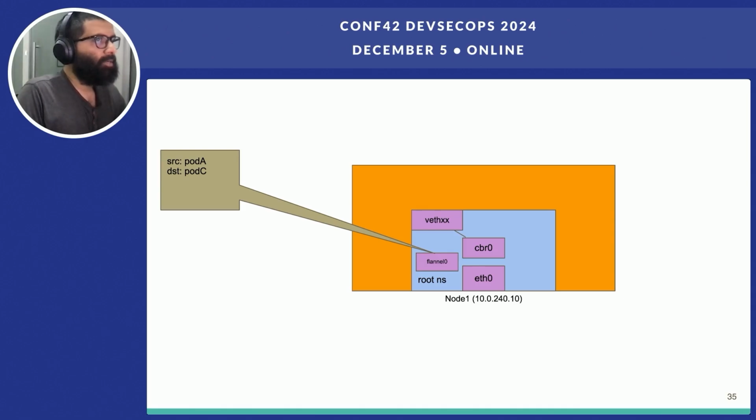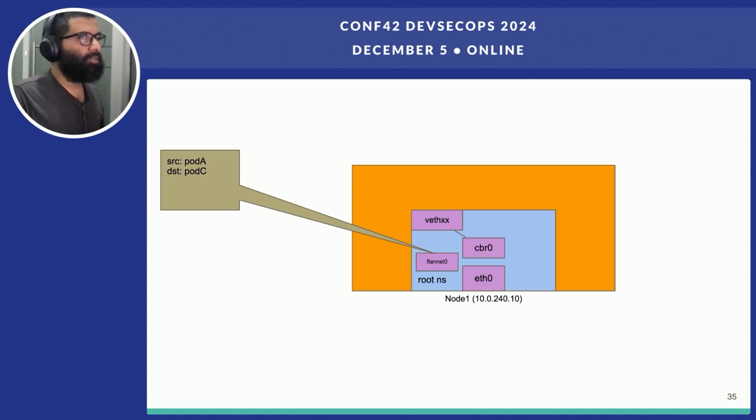The packet is intercepted by Flannel device. Flannel maintains a mapping of all the pod IPs and the corresponding nodes in the user space. So when Flannel device sees the destination IP, it can easily look up in the map and realize that pod C is running on node 2.